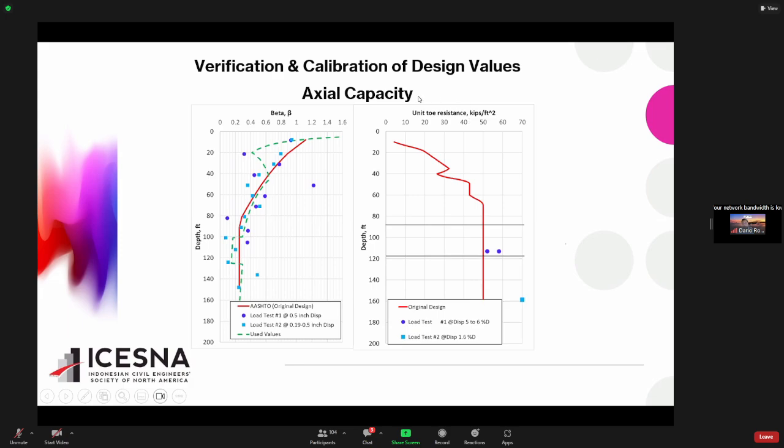Same thing with toe resistance. The red is the one that we use from the AASHTO, and the dots are the ones we got from the test. We decided that maybe this is good enough. We could go a little bit higher, but we decided not to do that. The green line again is the updated value, and it is also the one that we use to cap it.